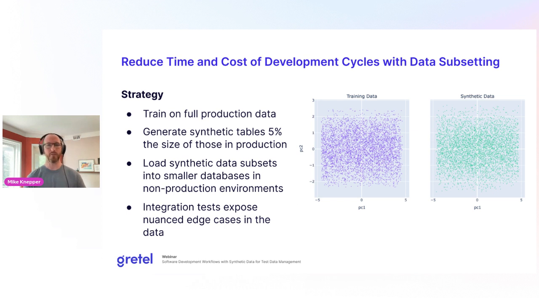So on the right here, we've got a graph. This is a principal component analysis graph of both the training data and the subset synthetic data. PCA is a technique for analyzing data that reduces a data set that's highly dimensional and complex to its most important factors while trying to maintain as much of that information as possible. For our purposes here, we don't need to go into too much detail. The important thing is that these graphs kind of look generally the same at this high level.